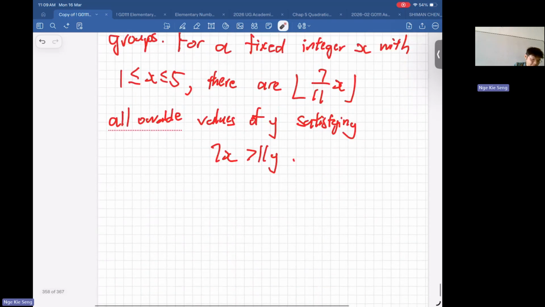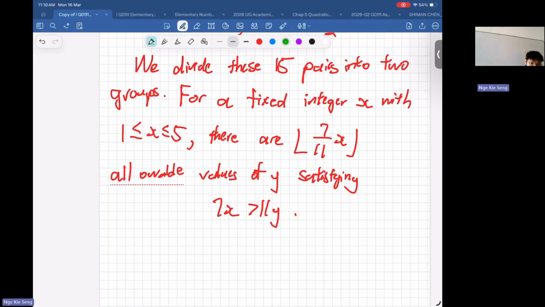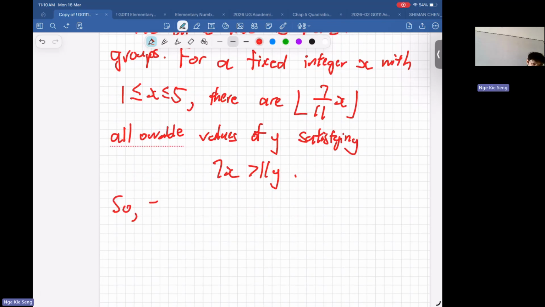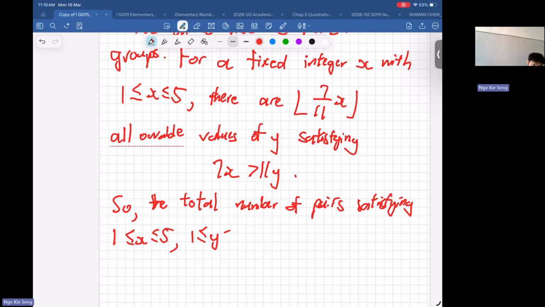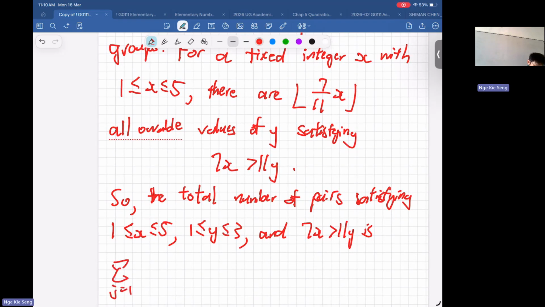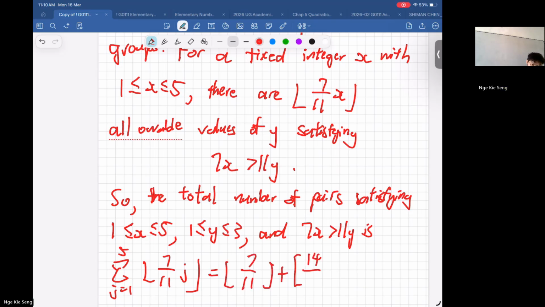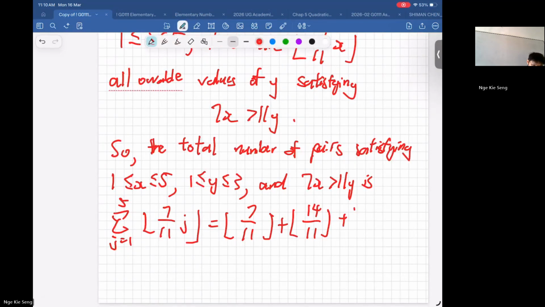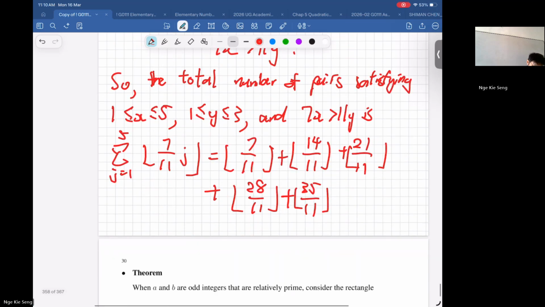So from here, the total number of pairs satisfying 3 conditions: one is your condition on x, the other is your condition on y, and then you have this line controlling you. So these are exactly the T7,11. Okay, let me finish it. So this is exactly the T7,11.